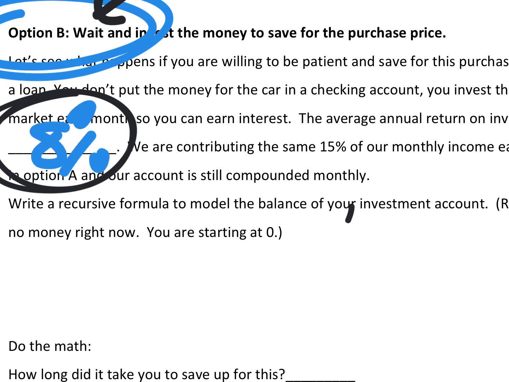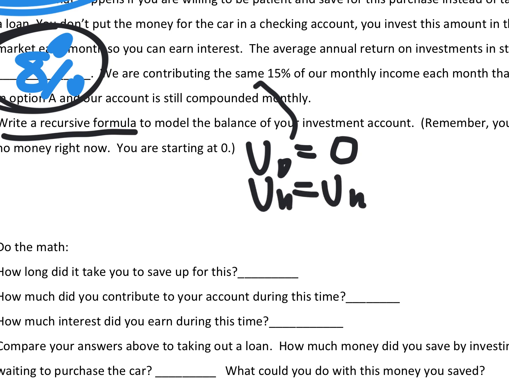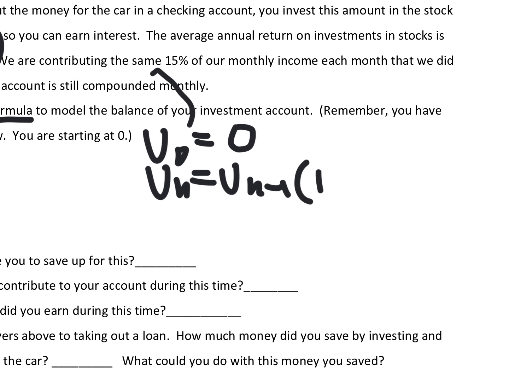All right, so do you see here that it says write a recursive formula? That's right in here is where you'd go U0 equals. But if you're investing, do you have the 50,000 up front? No, you have 0. See how I start mine? And then Un equals Un minus 1. And then it's always 1 and it's always plus, whether it's an investment or a loan. There's always a plus after the 1.